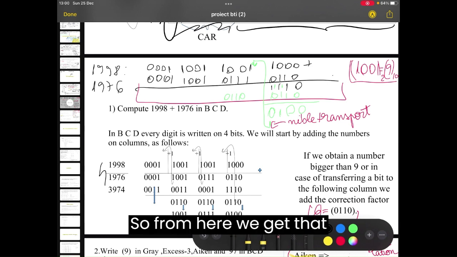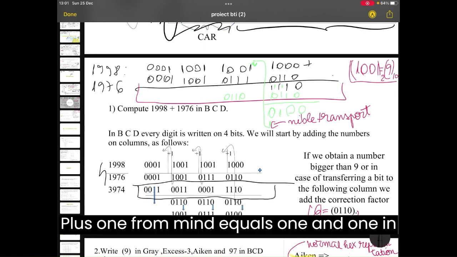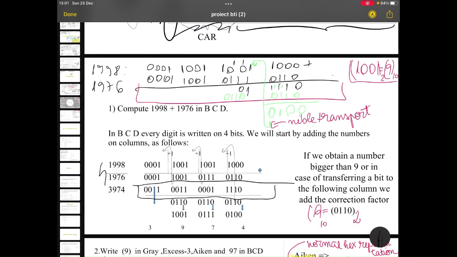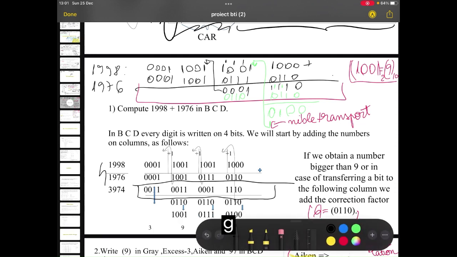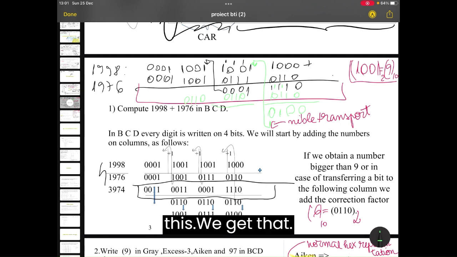So from here, we get that 1 plus 1 equals 0, 1 in mind. And we keep 1 in mind here. So here there will also be an addition with the correction factor 6. Now doing this, we get 1 plus 0, 1, 1, 0 plus 1, 1, 0 plus 1, 1, 0 plus 0, 0.